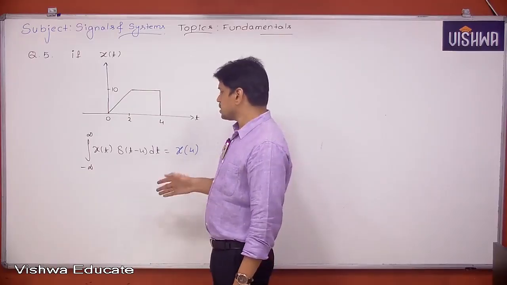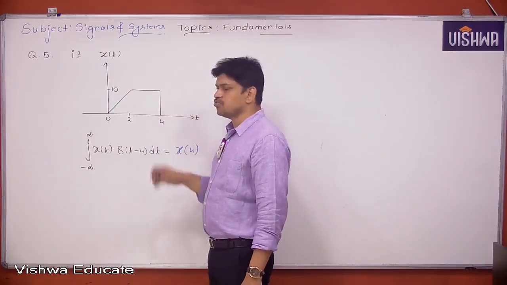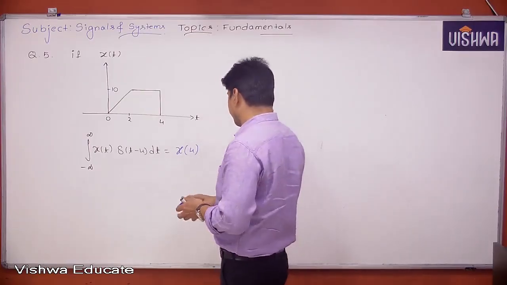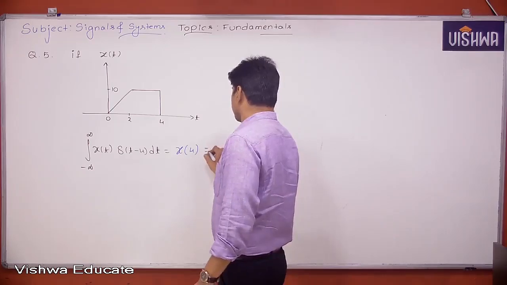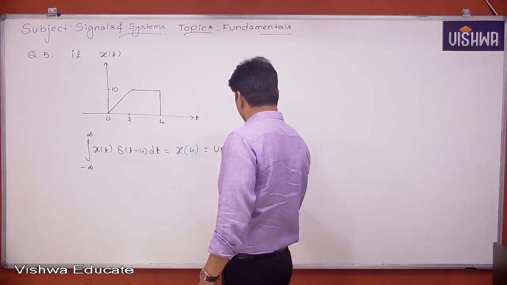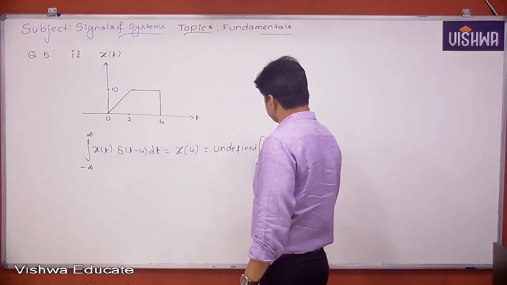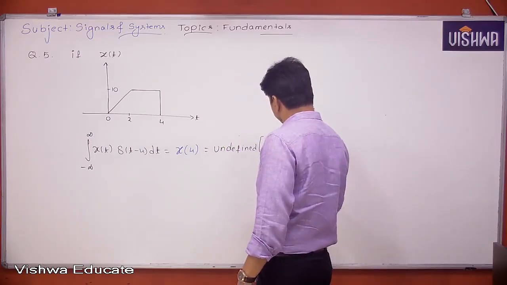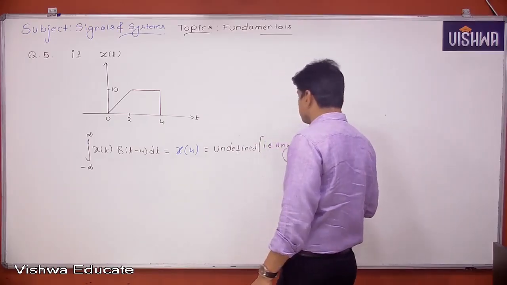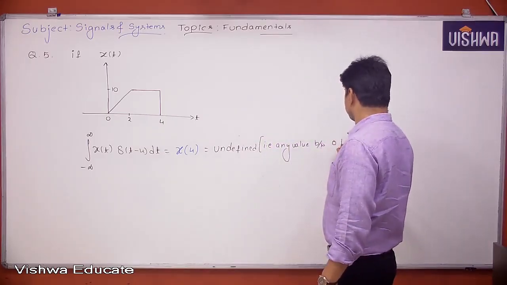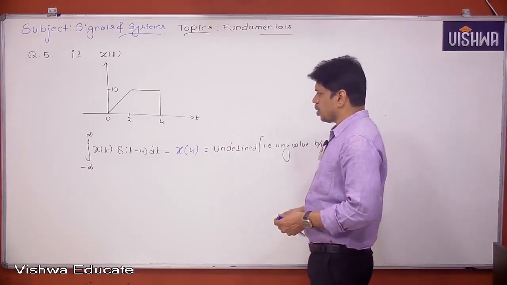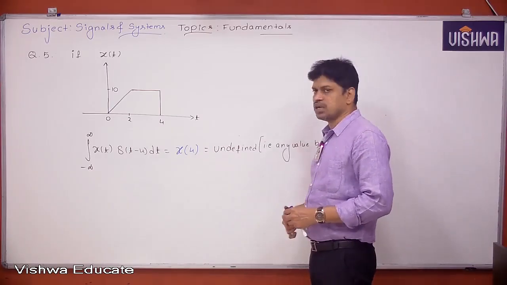Understood? So I can simply say at 4, x of 4 value is undefined, undetermined. That means any value between 0 to 10. So in the examination, if one option is undefined, directly we can go for undefined.